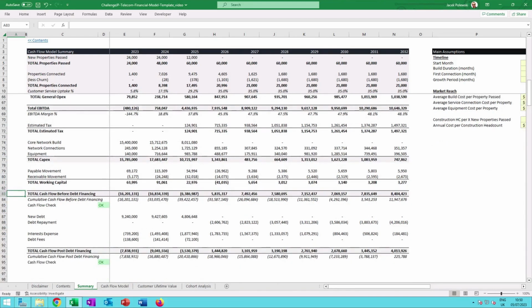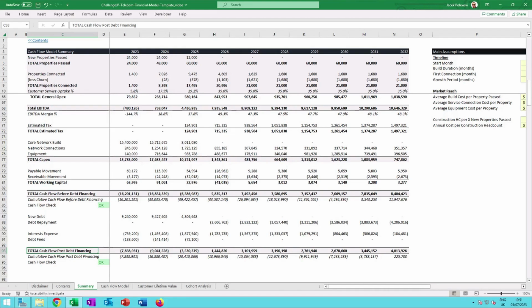So again, as I mentioned, the model will allow you to inject some debt. So you will have some new debt coming in on a yearly basis at the beginning of the plan, and that will be followed with some debt repayments, and then related to that, there will be some interest expenses, debt fees, and so on and so forth, which then will allow you to calculate the cash flows post debt financing, and that line will then give you an approximate amount of additional capital that you need to invest in the model.